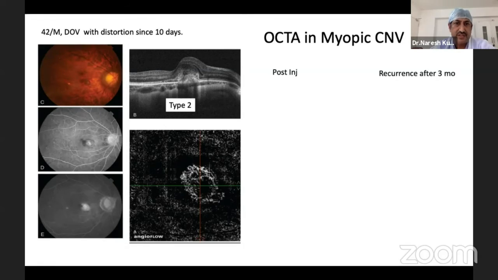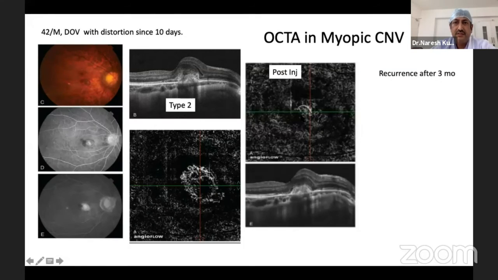OCTA is very useful in such cases. So here you can see how nicely the membrane is seen. And you can see here, post-injection, the membrane has resolved, regressed, the vasculature has come down, and the OCT also shows improvement in the edema.